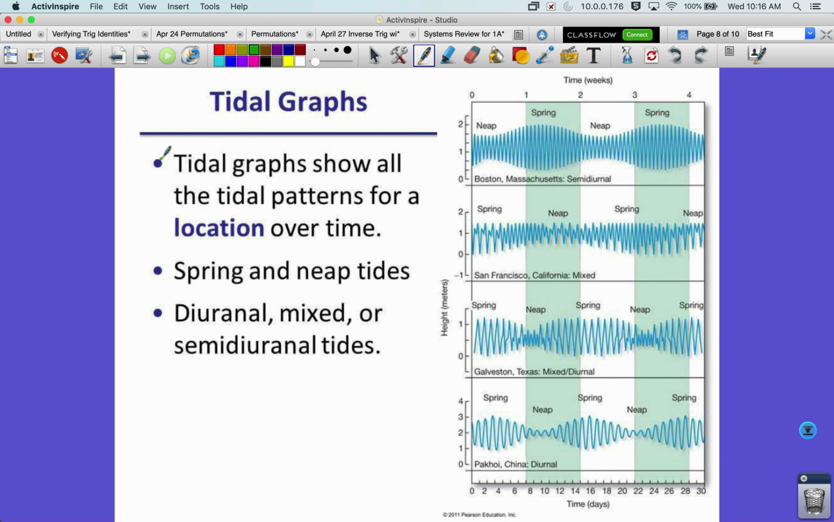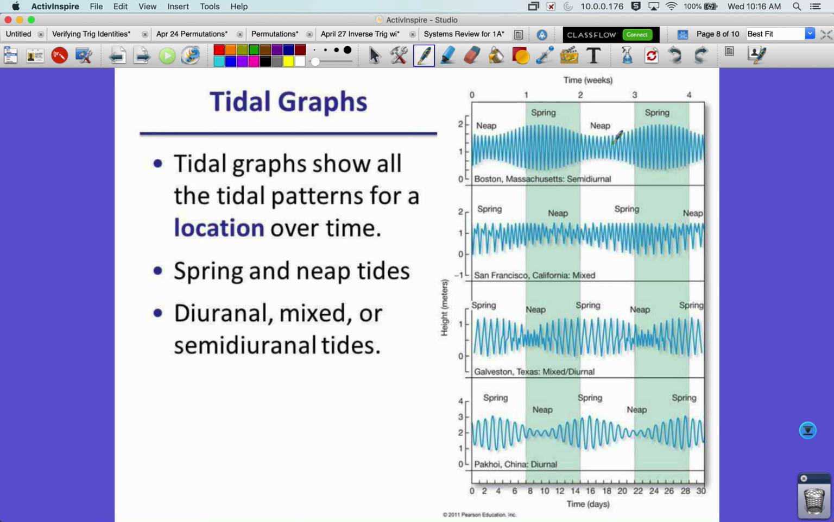And another thing that affects tides is your latitude. So the further towards the pole you are, the more regular the tides will be. And we can see this in the first graph up here. This is for Boston, Massachusetts. We can see the tides are going up and down. And then the stronger tides are called spring tides, and the weaker tides are called neap tides.